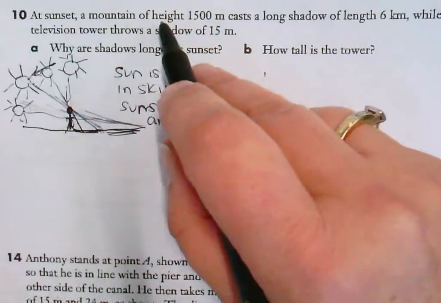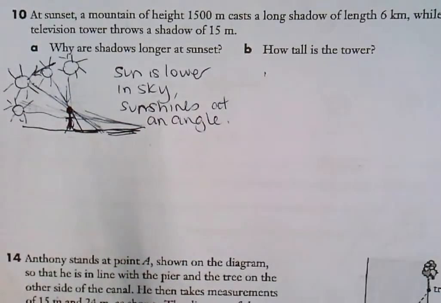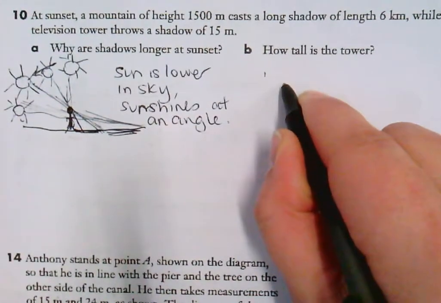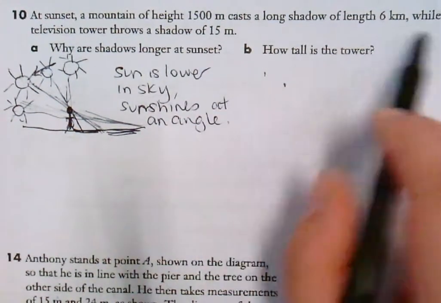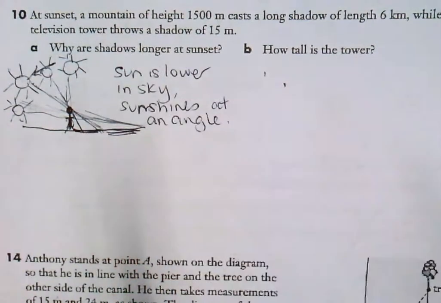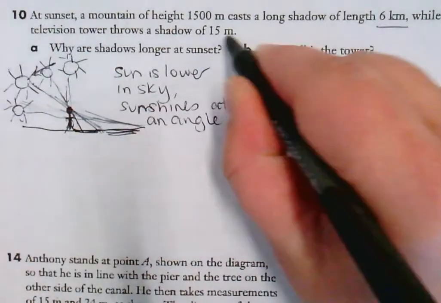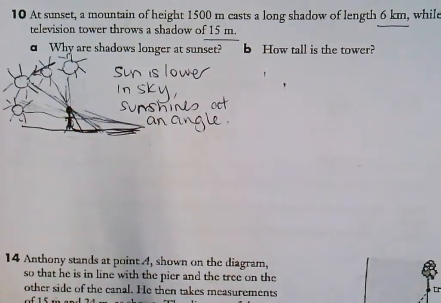At sunset, a mountain of height 1,500 meters casts a shadow of length 6 kilometers, while a television tower throws a shadow of 15 meters. Look at the two shadows. It's at the same time of day. Which object is taller?